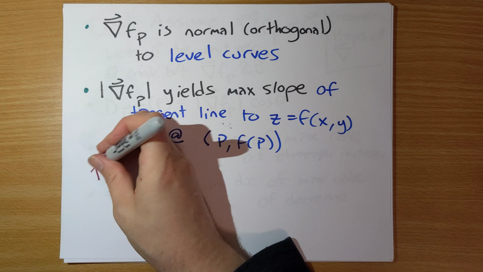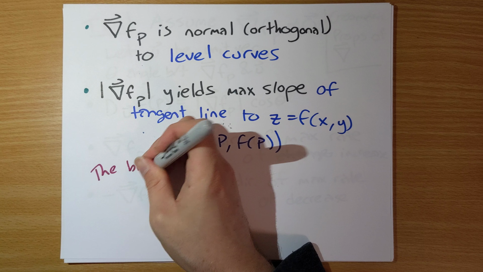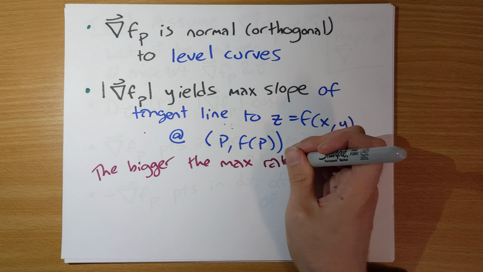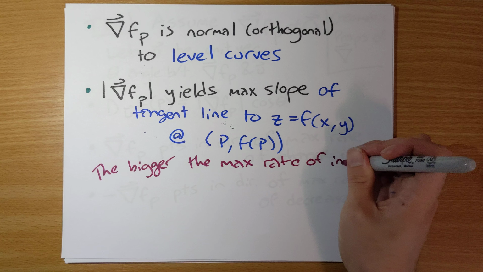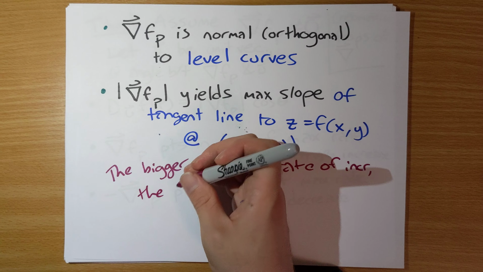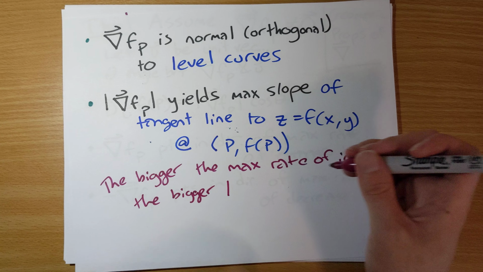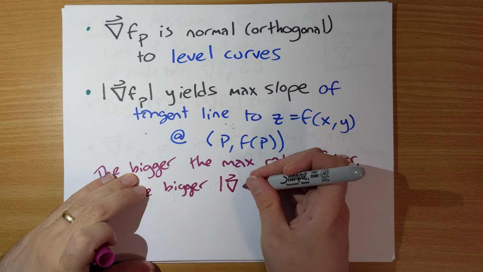So the bigger the maximum rate of increase, the bigger the magnitude, the length of our gradient is.